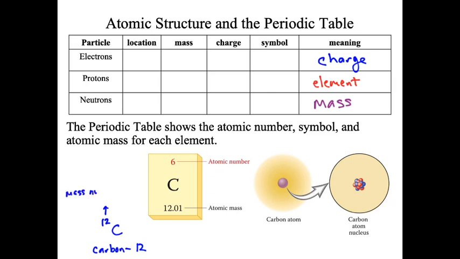12 is a fair answer to that. I do accept that. But really what I was fishing for was protons and neutrons. Because it's carbon, I know there are 6 protons. That's the periodic table, the atomic number. To get the 12, I must have 6 neutrons. So carbon 12 has 6 neutrons.